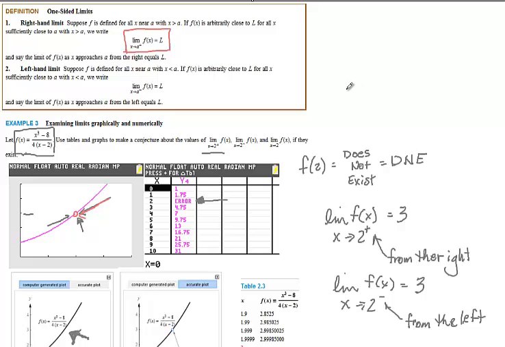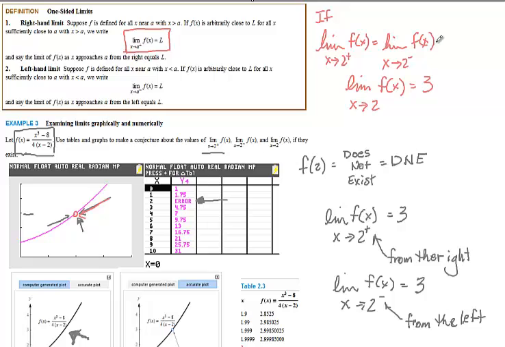So they also want me to find the limit as x approaches 2 of f of x. This also equals 3, and it equals 3 because of the theorem that will be proved later on in the course: if the right hand limit equals the left hand limit, then the limit exists.